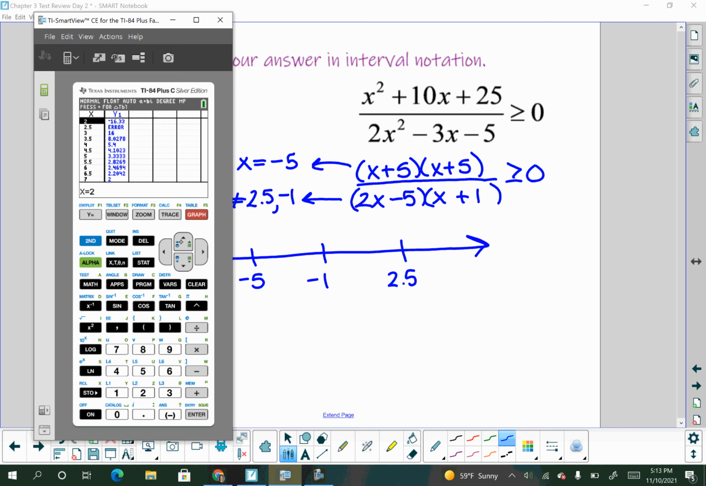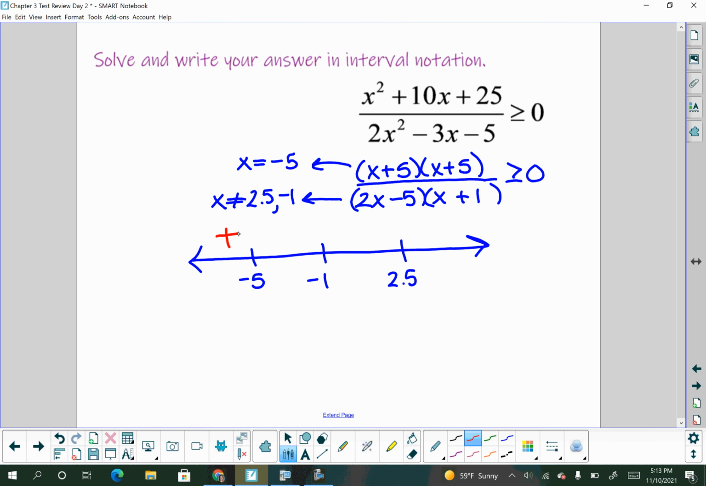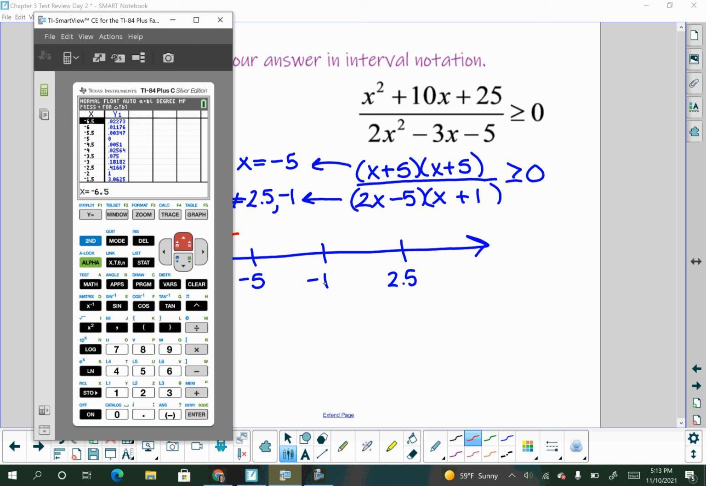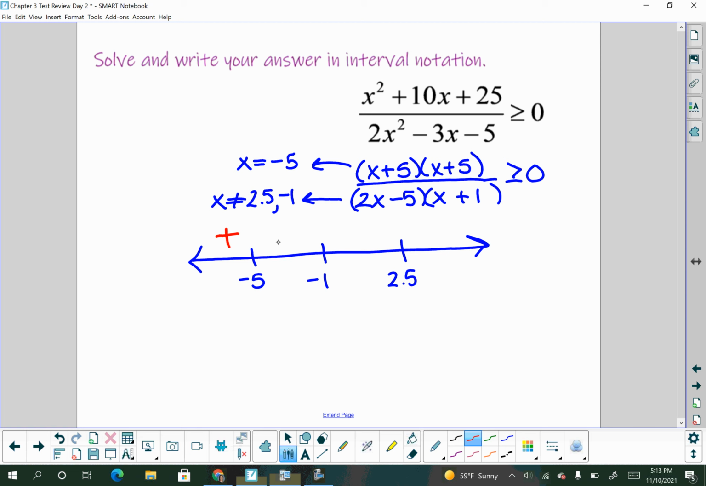And I'm looking for first values smaller than negative 5. So I'm going to have to scroll down here. Anything smaller than negative 5, we're looking at the y values over here. And you can see all of those y values are positive numbers. So my first interval is positive. Then I'm looking for numbers between negative 5 and negative 1. And you can see those numbers are also positive. So this is an example where we don't always alternate sign.